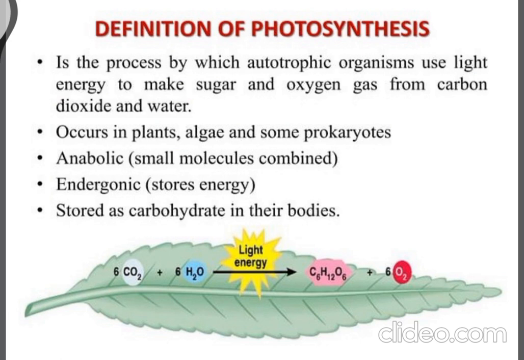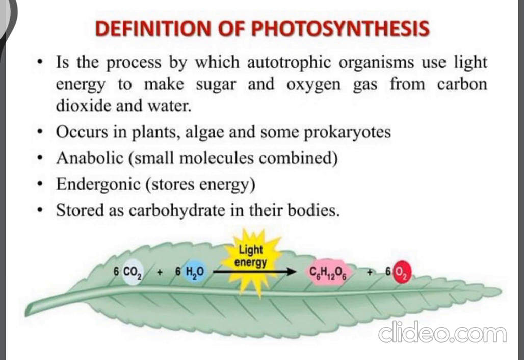It is the process by which autotrophic organisms use light energy to make sugar and oxygen gas from carbon dioxide and water. It occurs in plants, algae and some prokaryotes. It is anabolic, where small molecules are combined, and endergonic, and it stores energy as carbohydrate in the bodies.